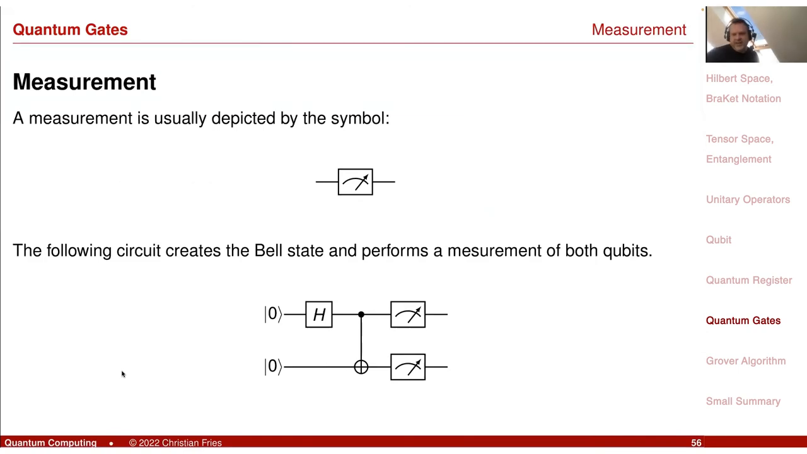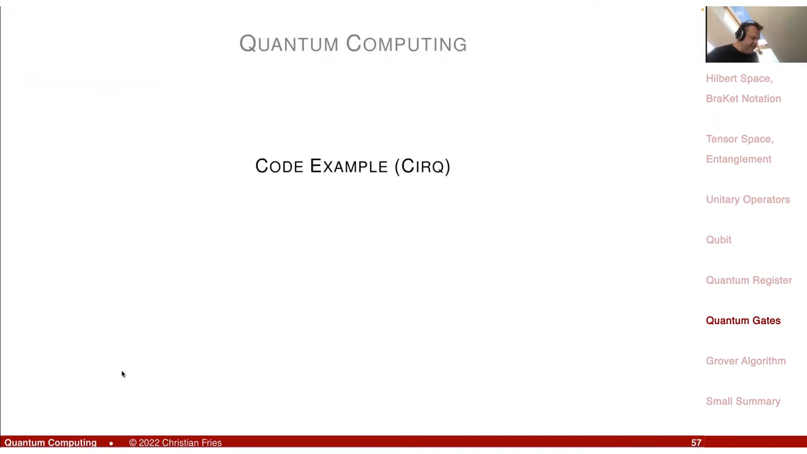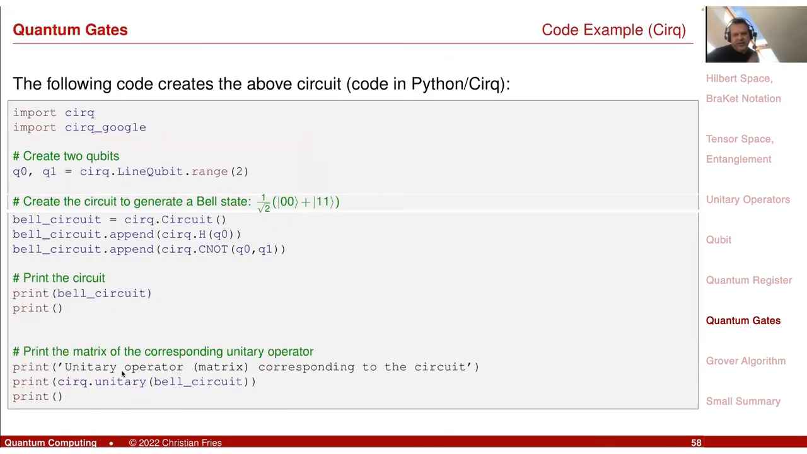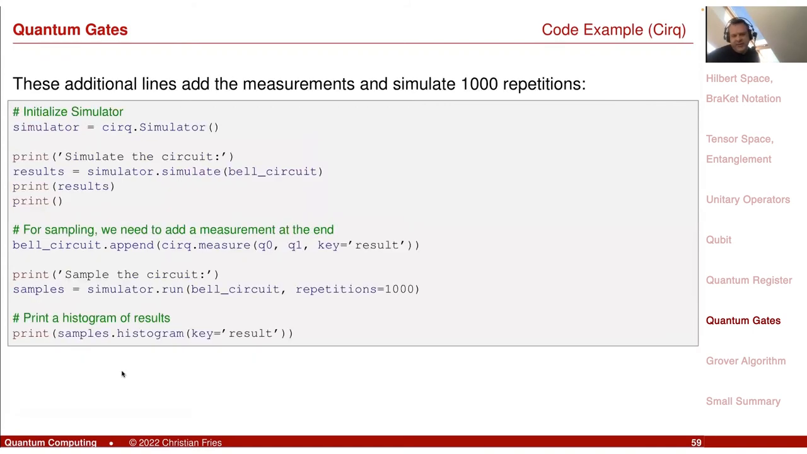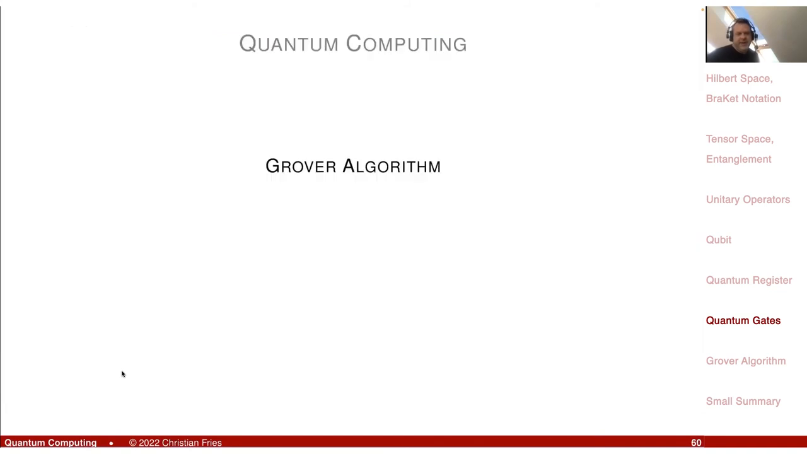So a final measurement in a circuit is depicted by this symbol, and that completes the session on gates. The code example in Cirq is also here in the script. That's a very simple example to create this Bell state, this entangled state. That was the code that I just ran, and you can play with this.